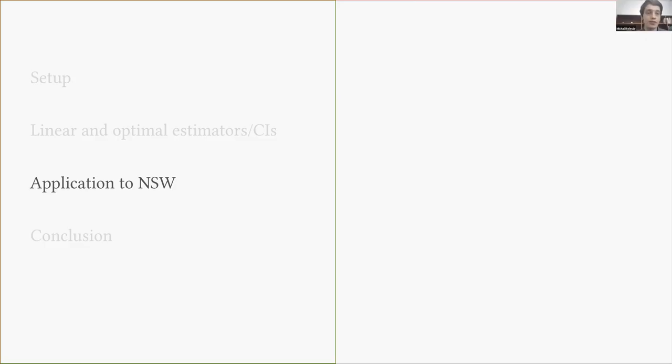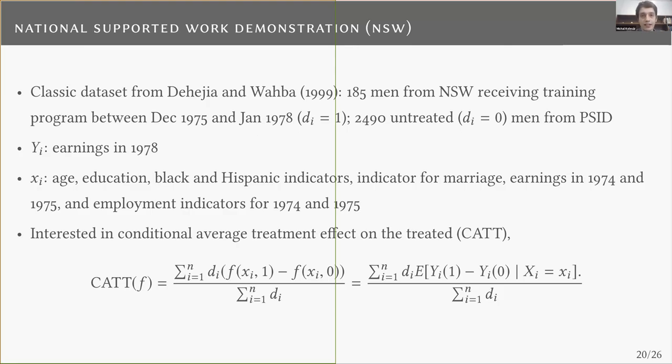Okay, so the application that we use is the classic application to the National Supported Work demonstration. That's the data set from LaLonde and Dehejia and Wahba. As our treated sample, we use 185 men who received job training. And as our untreated sample, we use data from the PSID. These individuals were not part of the NSW experiment. And now the goal is going to be to estimate the average treatment effect for these 185 men.